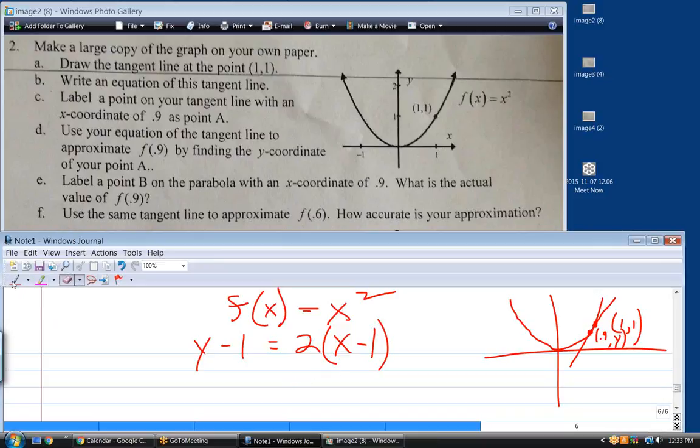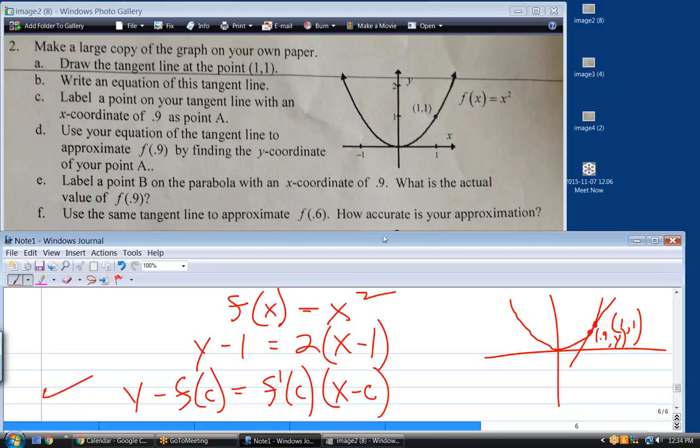So, remember what our equation is. y minus f of c equals the slope, f prime evaluated at c, times x minus c. I think you probably need to have that memorized in that form, because as long as you know that, you're going to be able to figure out all of these problems. Okay?